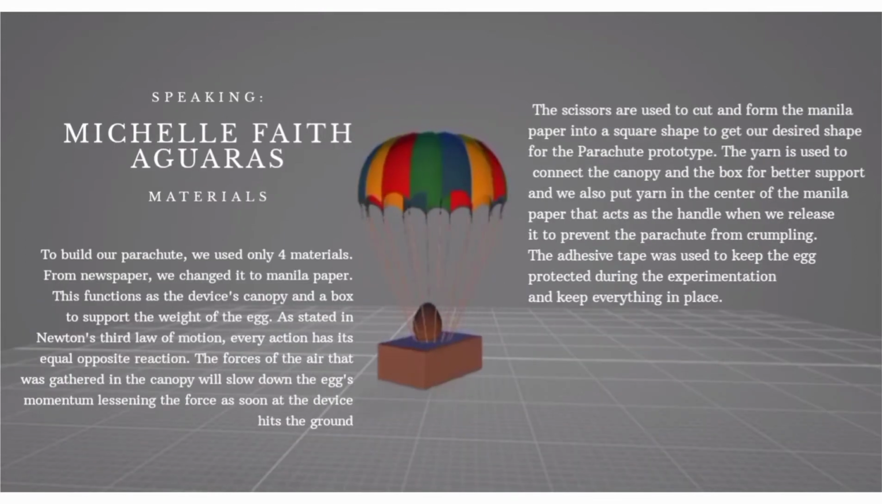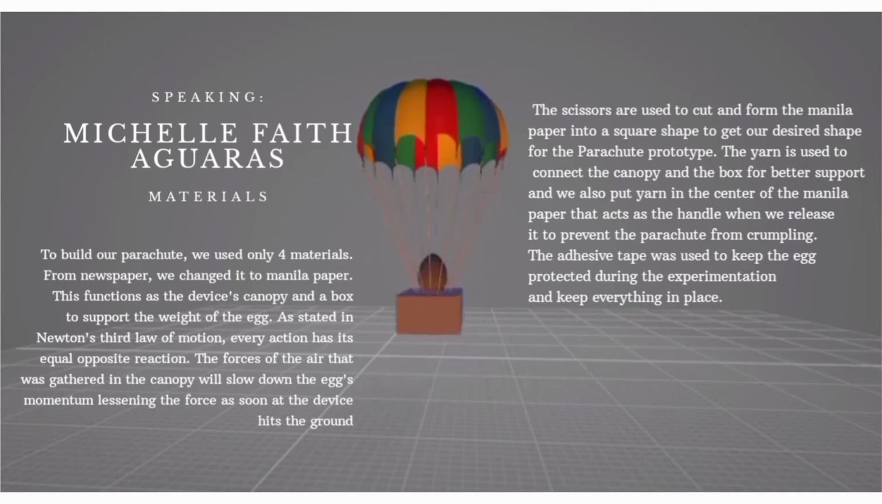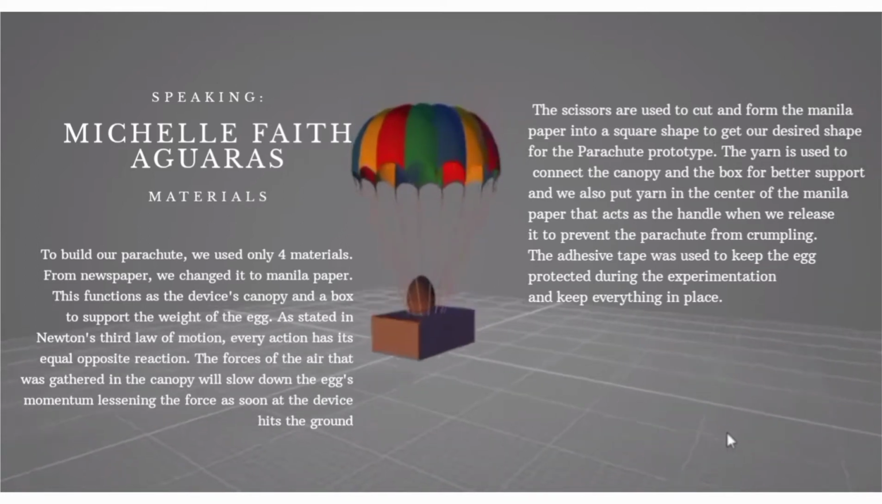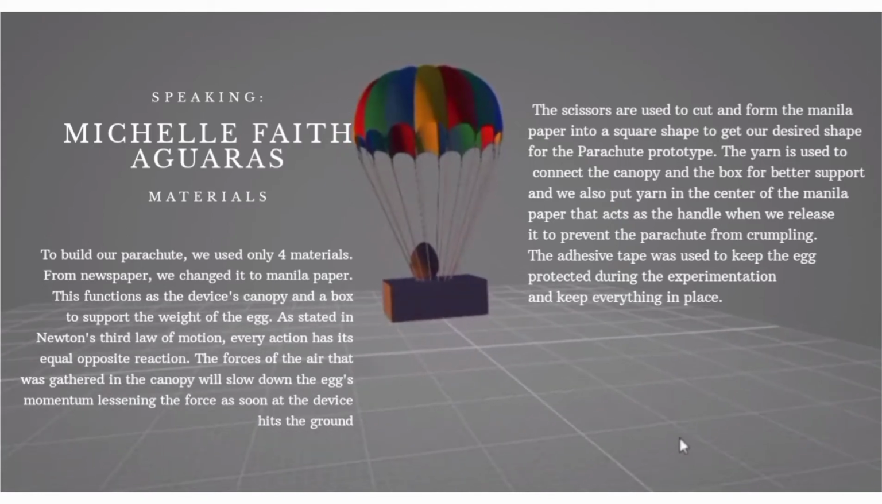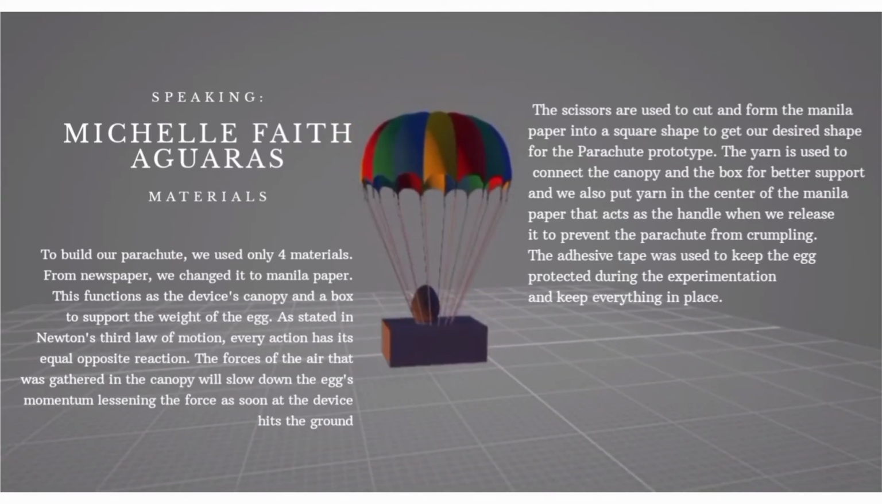To build our parachute, we used only 4 materials. From newspaper, we changed it to Manila paper. This functioned as a device canopy and a box to support the weight of the egg. As stated in Newton's third law of motion, every action has an equal and opposite reaction. The forces of the air that was gathered in the canopy will slow down the egg's momentum, lessening the force as soon as the device hits the ground.